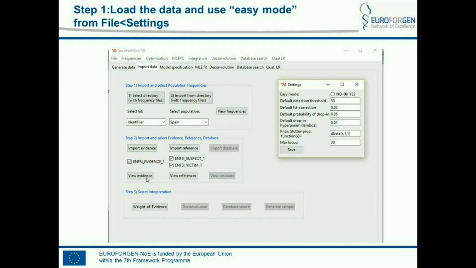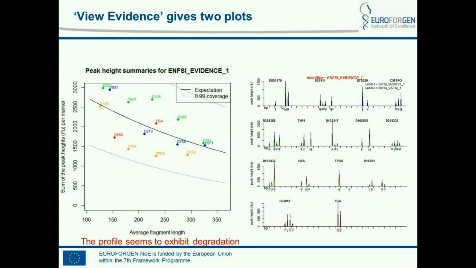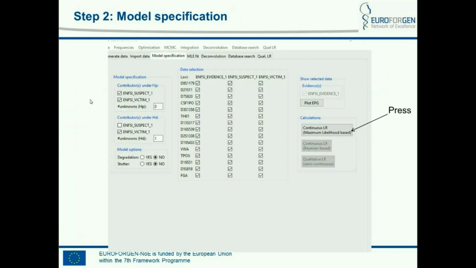And the first step that we carry out is to press the View Evidence button, and that gives us a representation of the EPG, where you can see that the suspect is the minor contributor and the victim is the major contributor. And we also see the degradation pattern, classic ski slope, where the peak heights of the low molecular weight fragments are much higher than those of the high molecular weight fragments, and this of course is a classic degradation pattern, and we'll be using this information later on.